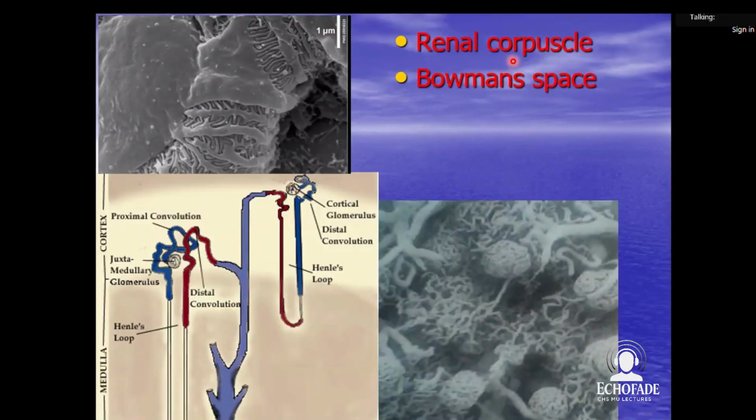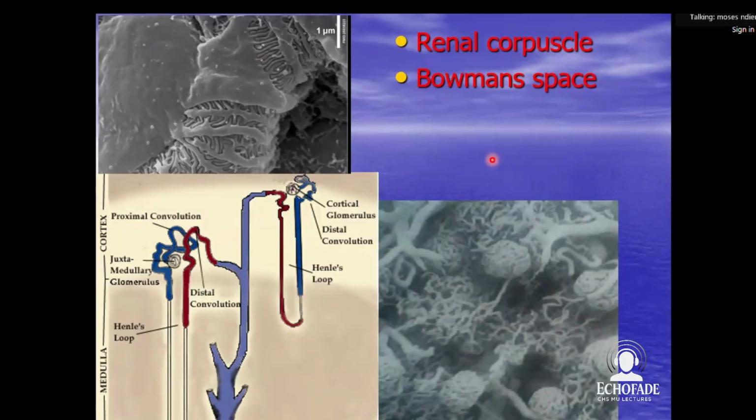The glomerulus is a tuft of capillaries between the afferent arteriole and the efferent arteriole. That's what we refer to as the glomerulus, a capillary network.